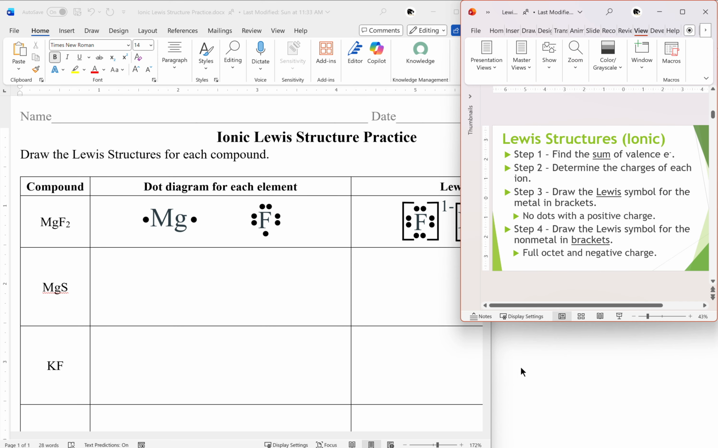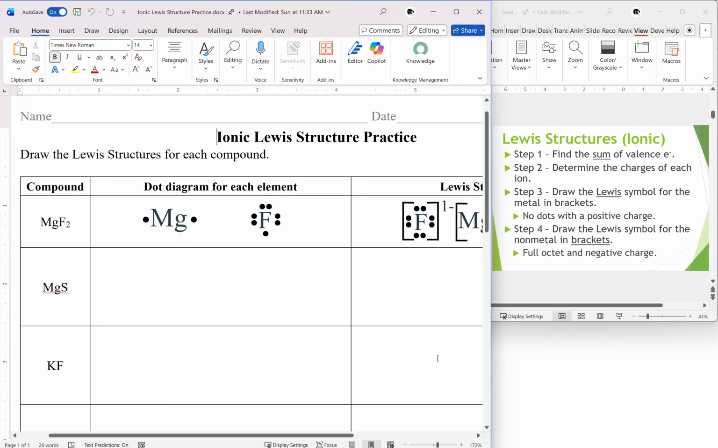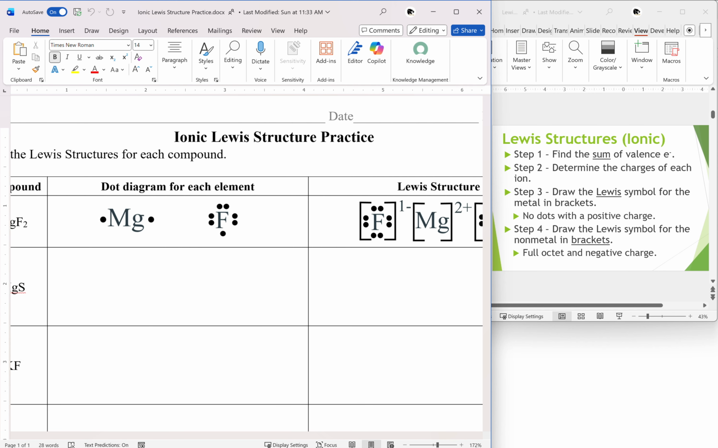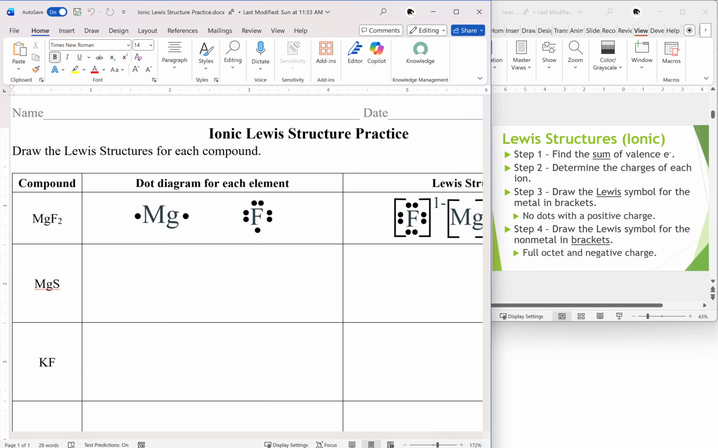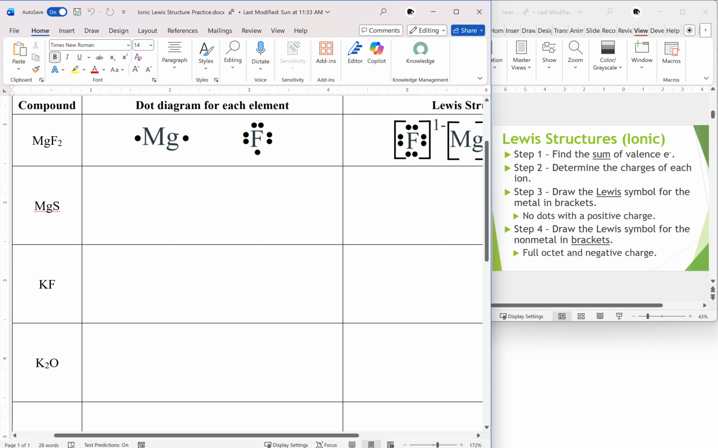Hey guys, I got an email that there was some explanation needed on some of these assignments, so I'm going to run through these, just what you're supposed to do and what is expected from each of you. On this Ionic Lewis structures practice, in the first column you draw the dot diagram for every element. Then in the right column, you draw the ion for that element and arrange it appropriately. The first one is done for you.